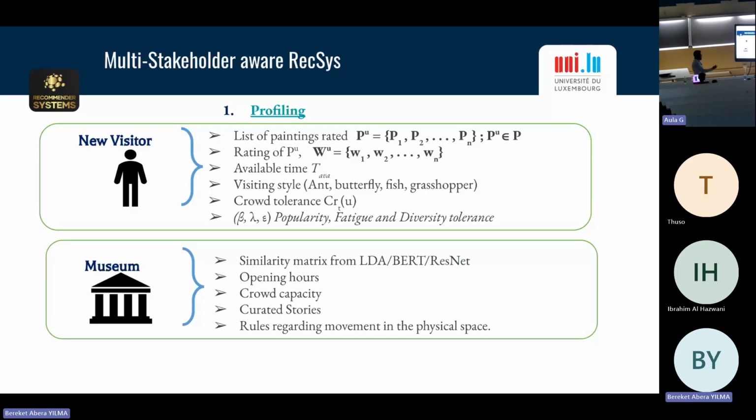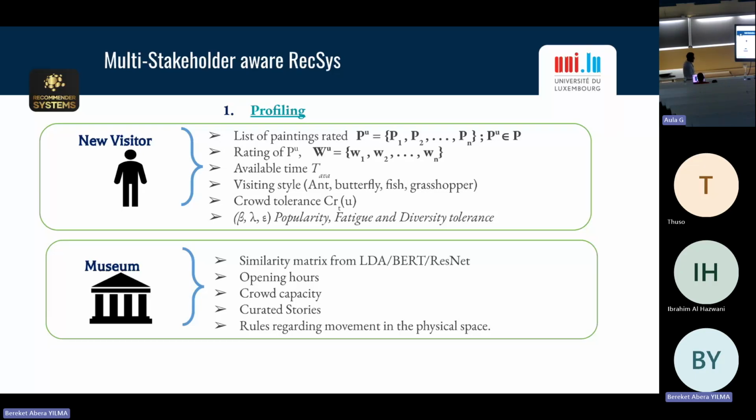And on the other hand, in the museum, you have the model of the items, opening hours, crowd capacity, story groups like themes that the museum experts want to expose. And there are also some rules that you have to respect when you guide the visitors.